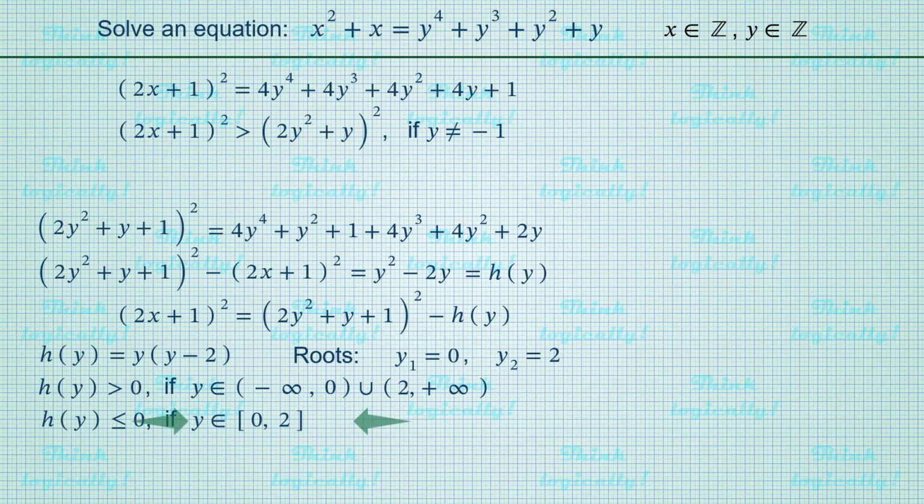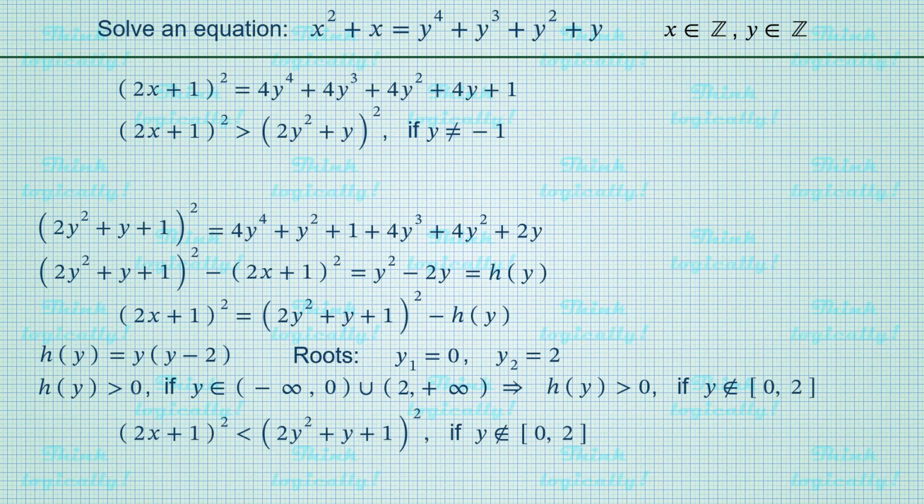Again, there is a finite range for non-positive values of a polynomial. For other values, h of y is positive. In other words, h of y is greater than 0 if y is outside the closed interval from 0 to number 2. In the equation for (2x plus 1) squared, h of y is subtracted. Therefore, (2x plus 1) squared is less than (2y squared plus y plus 1) all squared for y not belonging to the closed interval from 0 to number 2.